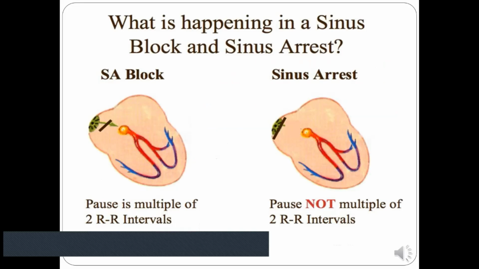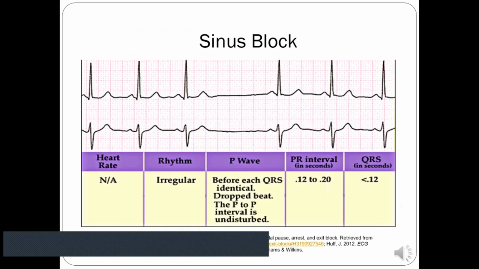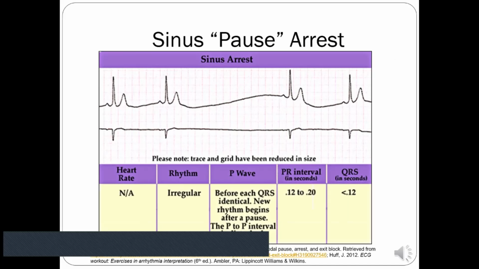And we're not going to talk about sinus arrest versus sinus block really, but what happens is there's a pause. As you can see with sinus block, there's a pause. Everything else is still the same, but for each QRS, there's a dropped P to P interval. So if you look, here's the P, QRS, and then the P just didn't come, it didn't fire where it was supposed to.